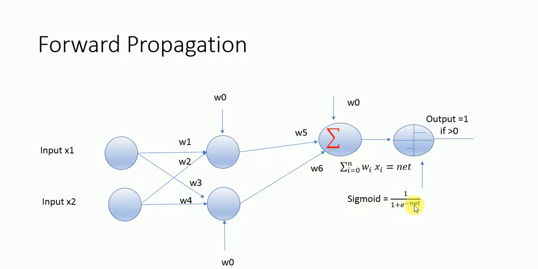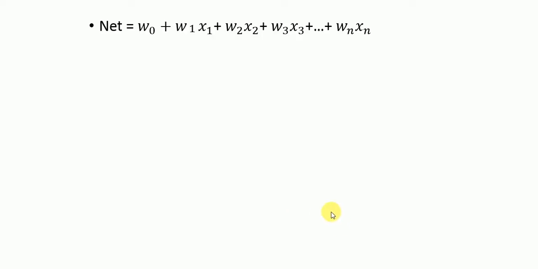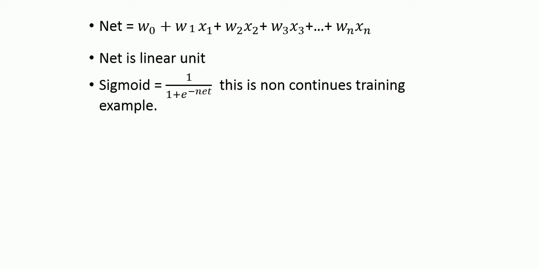Sigmoid is 1 over 1 plus e power of minus net, and the net is sigma i of wi into x of i. The sum of these values is the net. So this is the sigma value, and the net is given as w0 plus w1 x1 plus w2 x2 plus w3 x3, like this up to wn xn. The net is a linear unit, and the sigmoid is 1 over 1 plus e power of minus net.